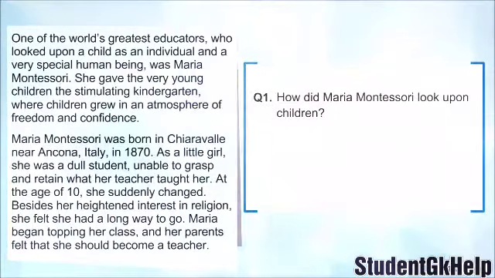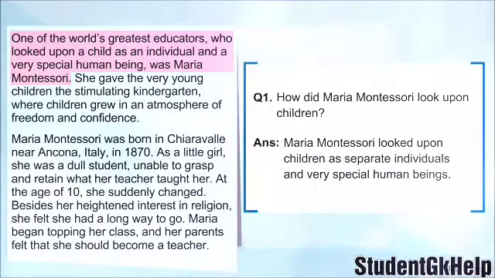Now, the first question is, how did Maria Montessori look upon children? Let us try to look for its answer in the passage. We can find a related sentence in the first paragraph itself. This gives us the required answer. How did Maria Montessori look upon children? Answer: Maria Montessori looked upon children as separate individuals and very special human beings.